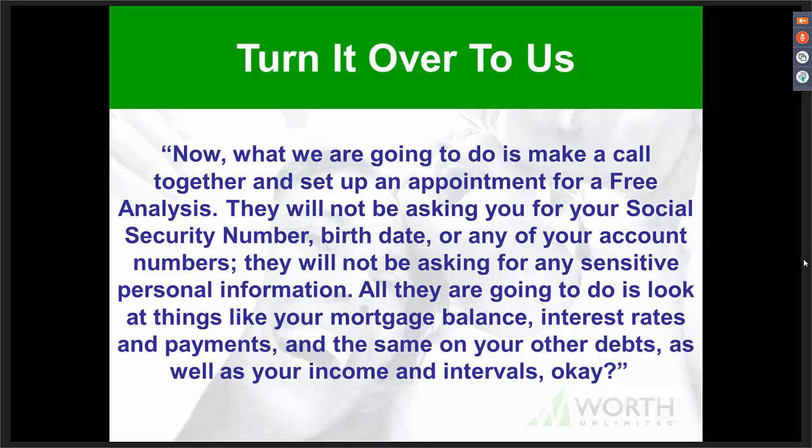All they're going to do is look at things like your mortgage balance, interest rates, and payments, and the same on your other debts, as well as your income and expenses. Does that sound okay to you? Is that what you understood that we were going to go into?